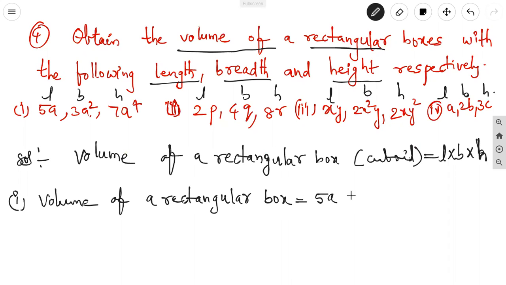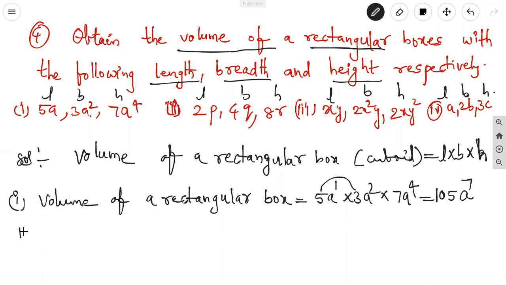Length is equal to 5a, breadth equal to 3a square, height equal to 7a to the power of 4. Here, 5 3s are 15, 15 7s are 105. A power 1, a square, a power 4. All bases are same, so add the powers: 1 plus 2, 3, 3 plus 4, 7. 105 into a power 7.